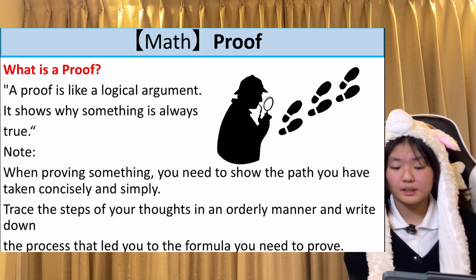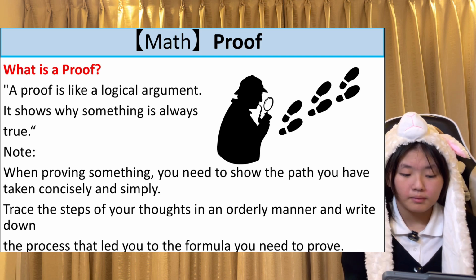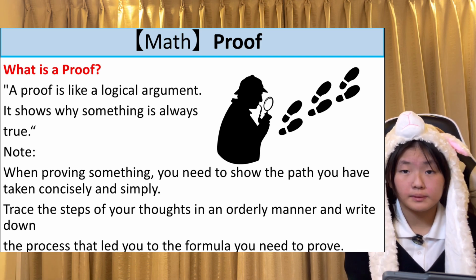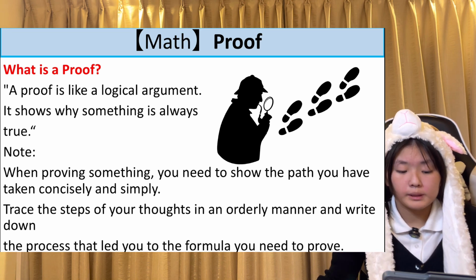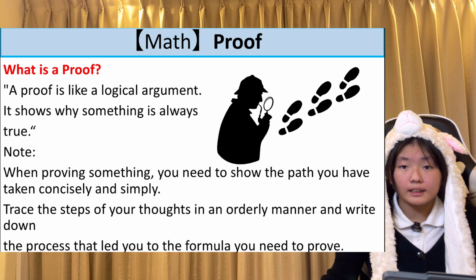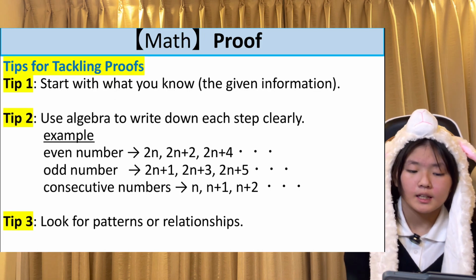Remember, when you're proving something, you need to show the path that you have taken, concisely and simply. Trace down the steps of your thoughts in an orderly manner and write them down. Or an easier option is writing them down as you think them. You need to write down the process that led you to the formula, which is the thing that you need to prove. I'll give you a few tips to tackle proof.